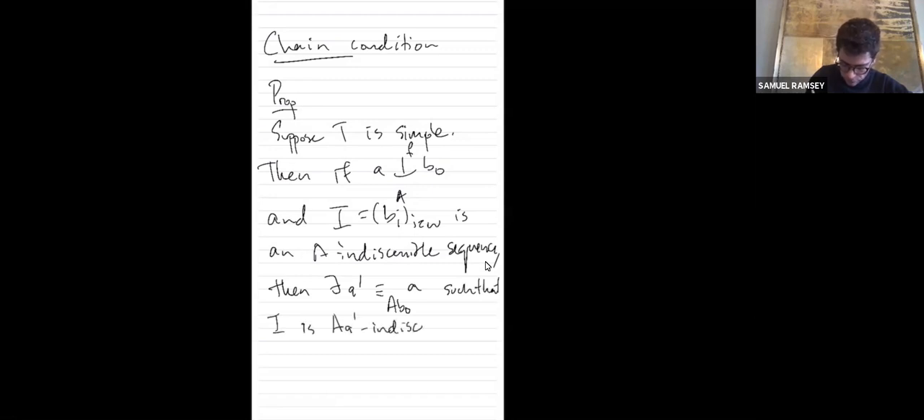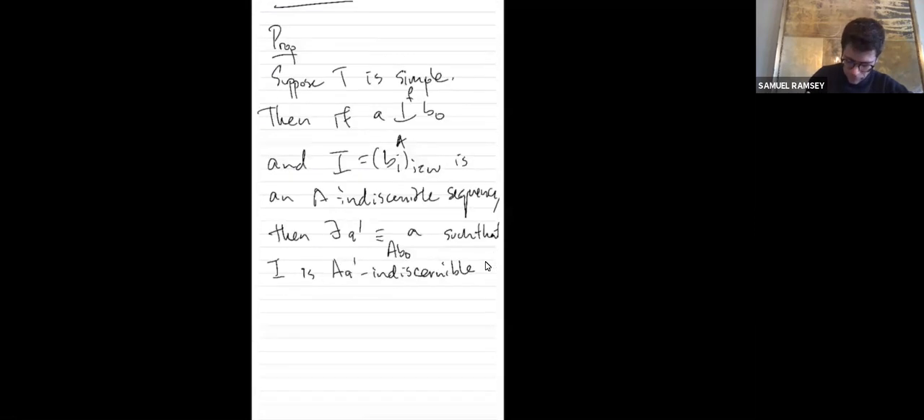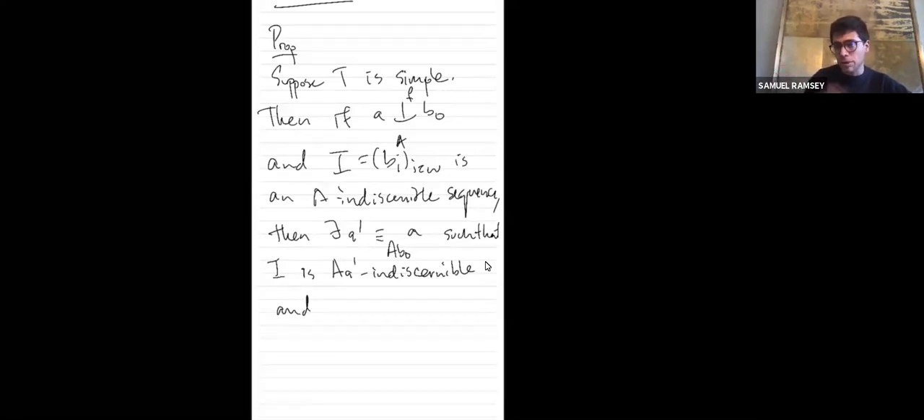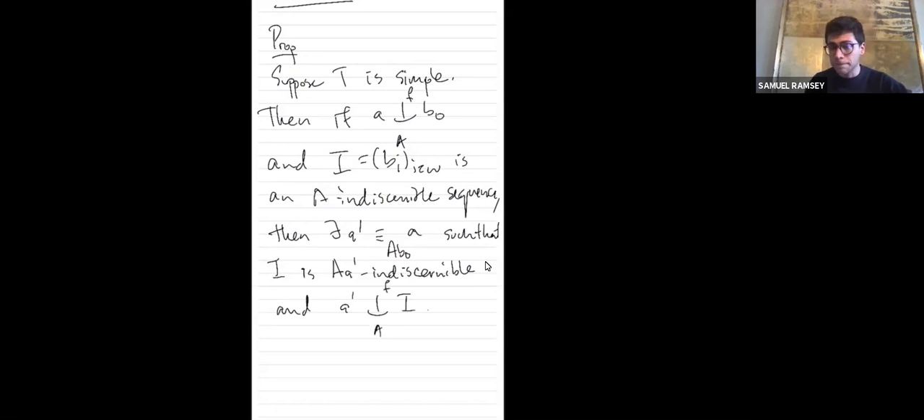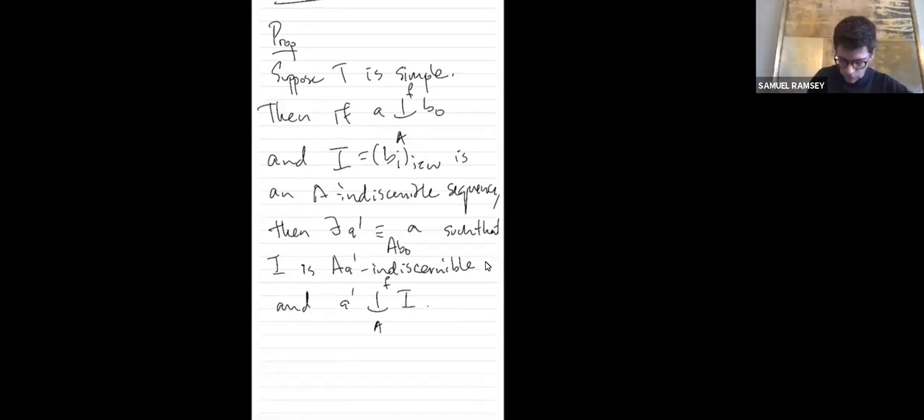So you upgrade the indiscernibility. But that you would get just from knowing that A was independent from B0. If you knew that A was independent from B0, then by non-dividing, you know that you can move A to A prime such that you upgrade the indiscernibility. The real new thing is that you get that A prime is independent with the whole sequence over I. Okay, so the first bit just comes from independence. The second bit is new.